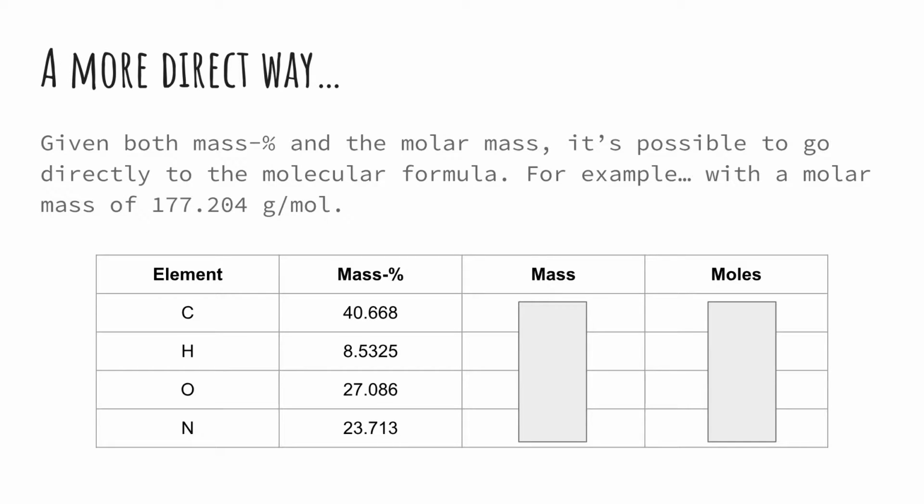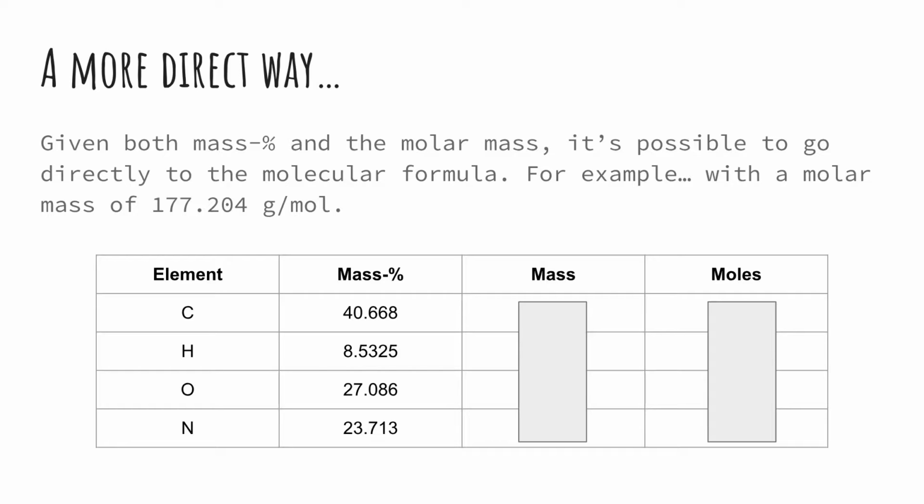And now, if you want, you can just go ahead and turn off the video here. This is a more direct way of getting from mass percent to the molecular formula, if you have the mass percentages and the molar mass. If you have that, you can go directly to the molecular formula. You don't need to go through the empirical formula. Here's how. You have the mass percentages as normal, but when you convert to mass, you don't say, what if I have 100 grams? You say, what if I have 1 mole?